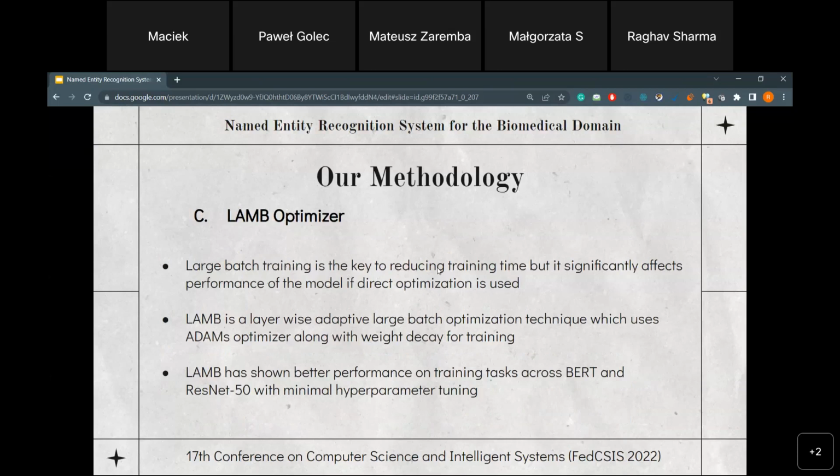Moving forward to the LAMB optimizer. So the one important part of this is that training transformer-based models takes a lot of time. However, one way to reduce the training time is to increase the batch size. What happens when we increase the batch size with direct optimization is that it reduces the performance significantly. LAMB is a layer-wise adaptive large batch training optimizer, which uses Adam optimizer with weight decay for training. So this basically reduces the training time without really affecting the performance of the model.